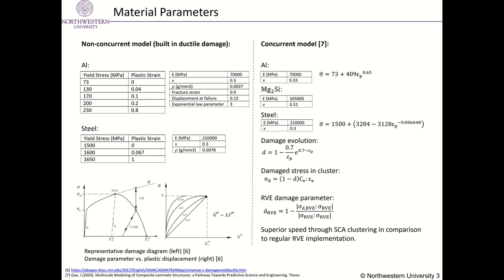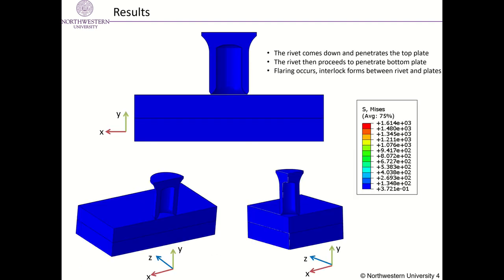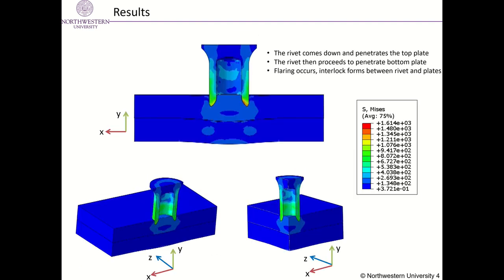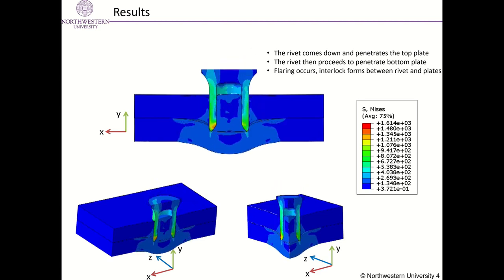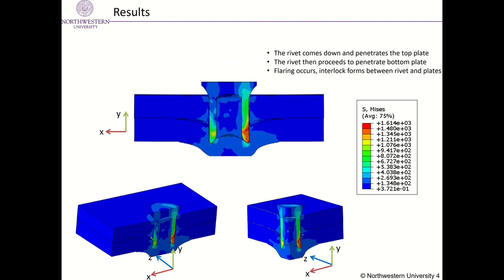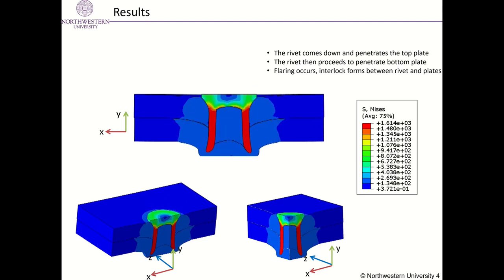Our method equips ABAQUS with real-time microstructure evolution enabled by SCA. Prediction of the microstructure damage and failure process is directly done by the RVE. Here are our results. The rivet comes down and penetrates the top plate. The rivet then proceeds to penetrate the bottom plate. Flaring begins to occur and the interlock between the rivet and plates is formed.